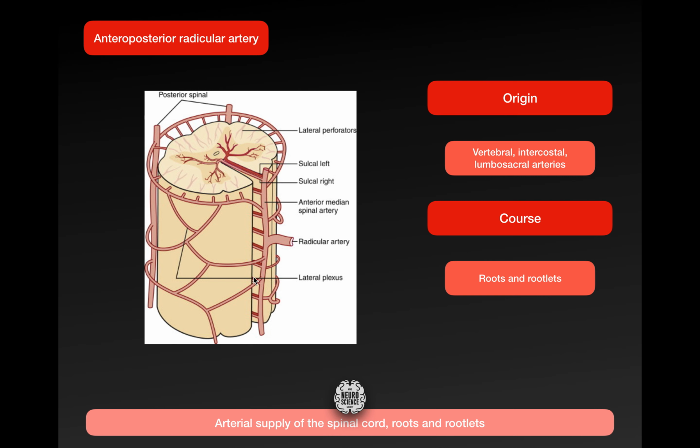So here's your anterior spinal artery, here's your posterior spinal arteries. Your anterior and posterior spinal arteries form this arcade around here with perforations coming in. The radicular artery here is supplying the anterior medial artery and helping to supply the lateral plexus. And that's how it will indirectly supply the posterior spinal artery as well.